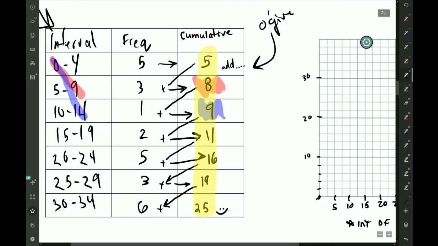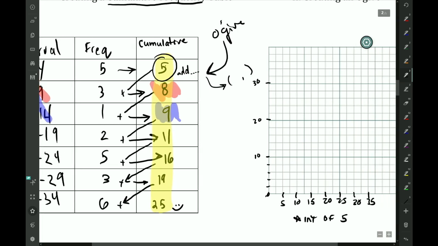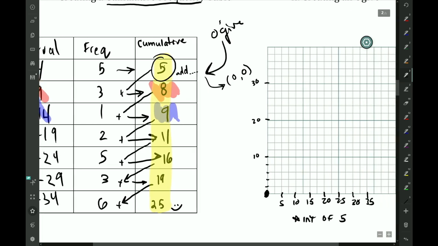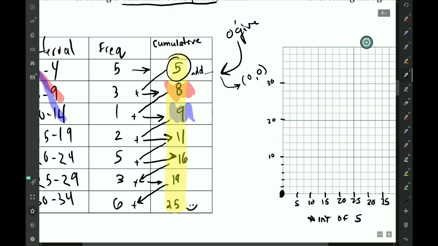So at interval 0 to 4, I have 5, okay? So I have the point 0, 5, okay? Actually, sorry, let me correct that. We're always going to start at 0, 0. And we're going to start at the end of the interval. So from 0 to 4, it goes up to 5. So that's kind of where it starts. Okay, sorry. So again, this here is actually the coordinate point 5, 5. Basically you're just starting another interval. You always start at 0.